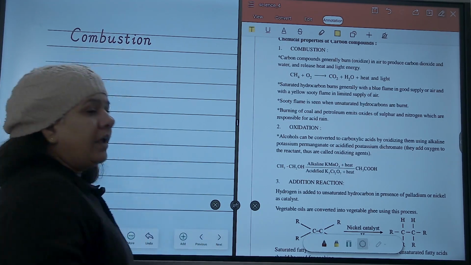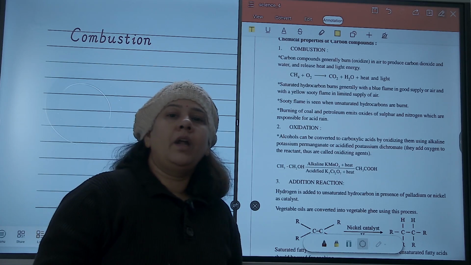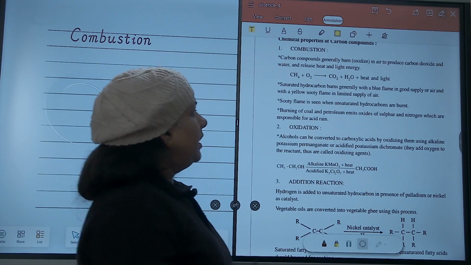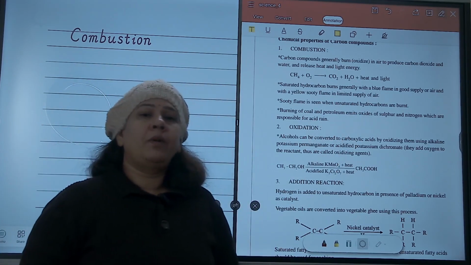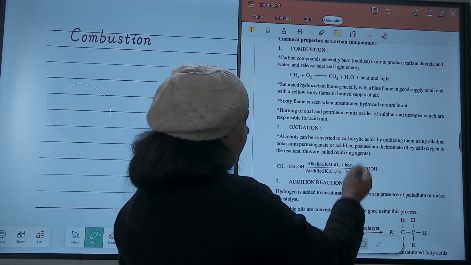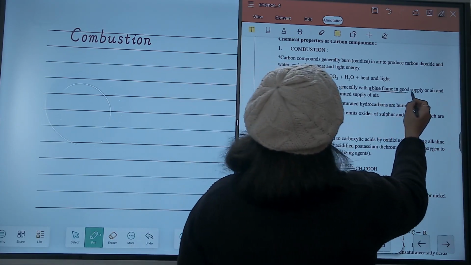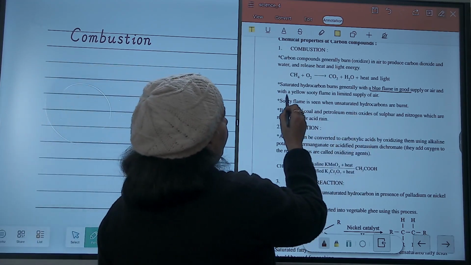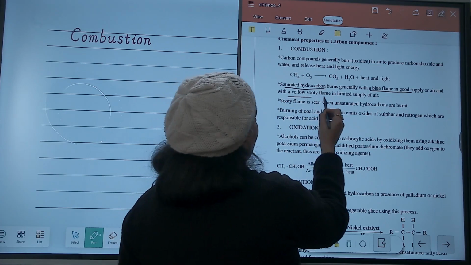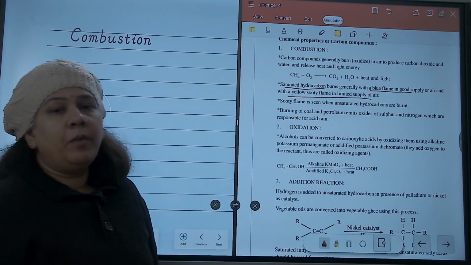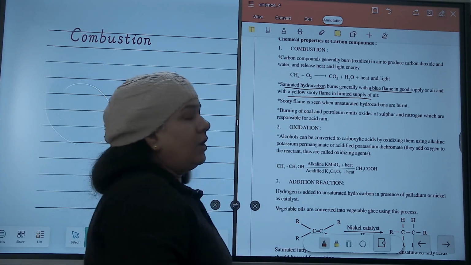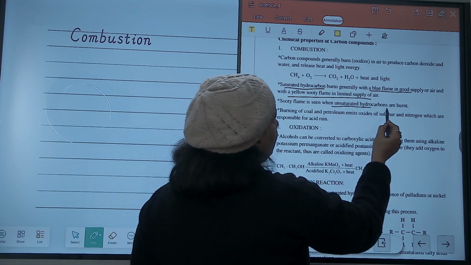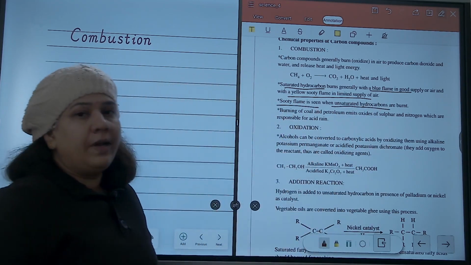Okay. Next important point is that all saturated hydrocarbons burn with blue flame. That is, in presence of free supply of air, they burn with blue flame. That is, they are clean fuel. But in limited supply of air, this saturated hydrocarbon will also start burning with yellow flame, giving a yellow and sooty flame. While unsaturated hydrocarbons always burn with yellow sooty flame.